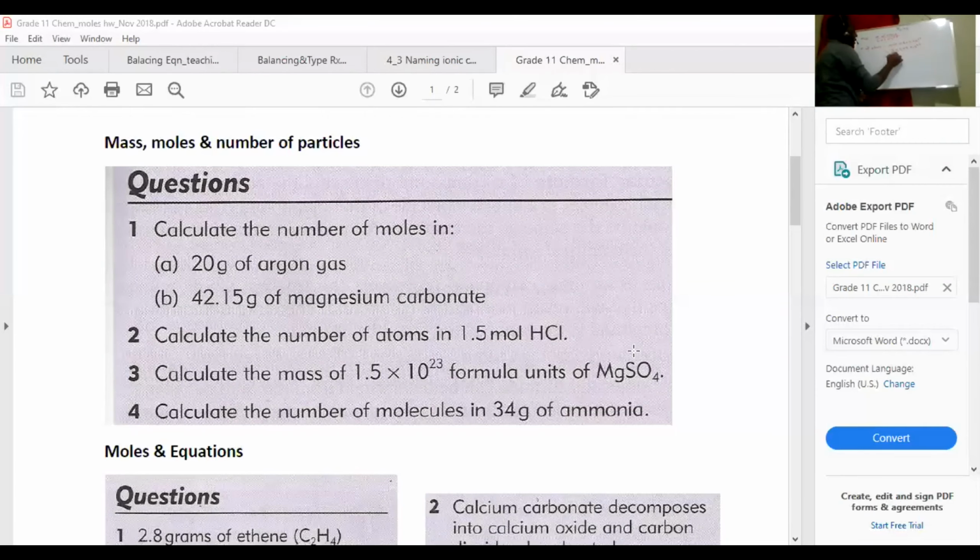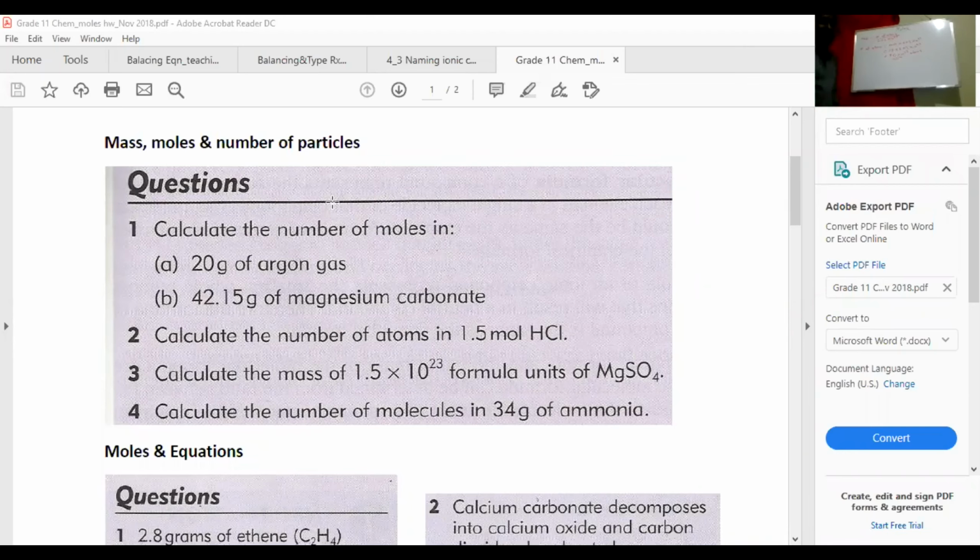I see someone has 9.0 times 10 to the 23. All right, so that's question 2. So multiply the mole by Avogadro's number and we get the amount of atoms present.